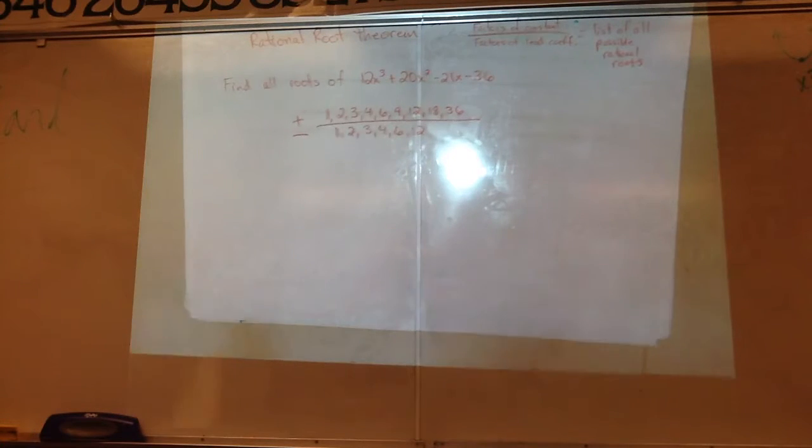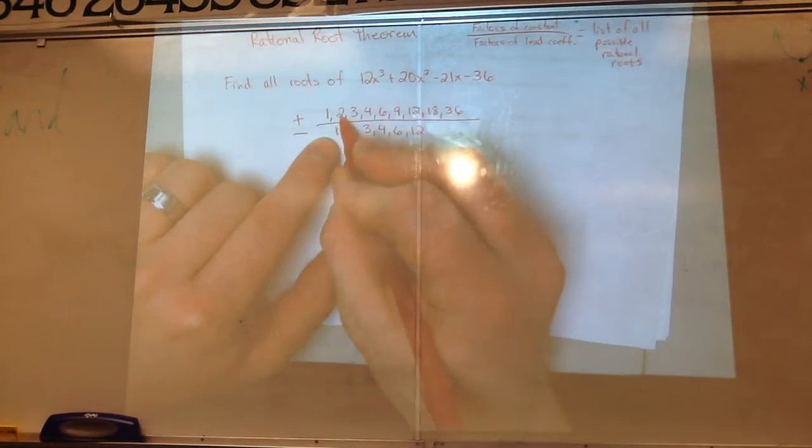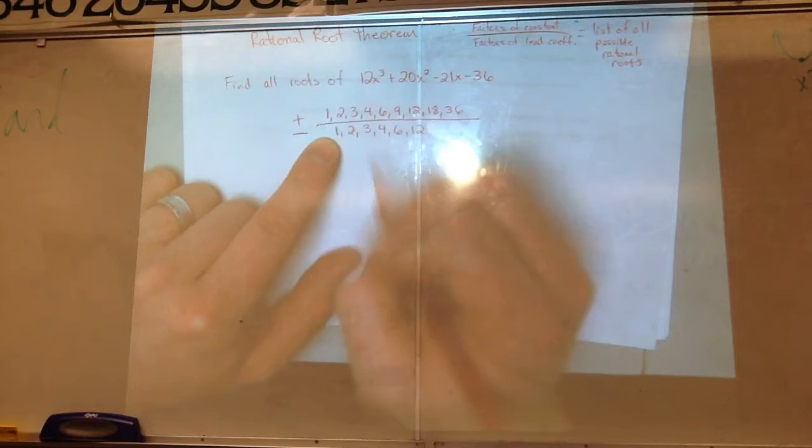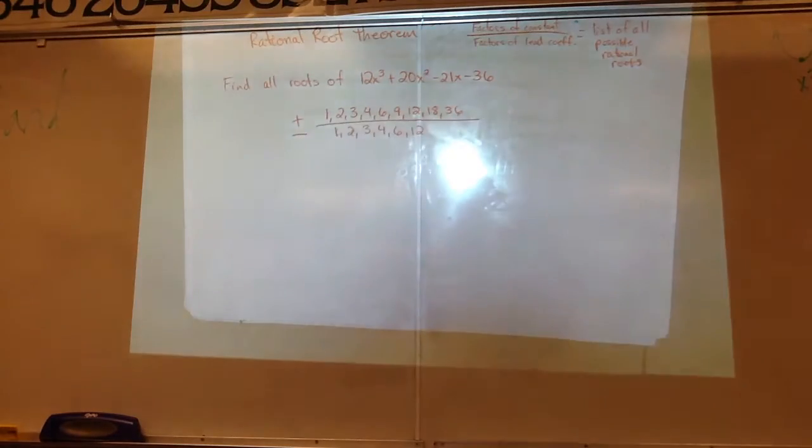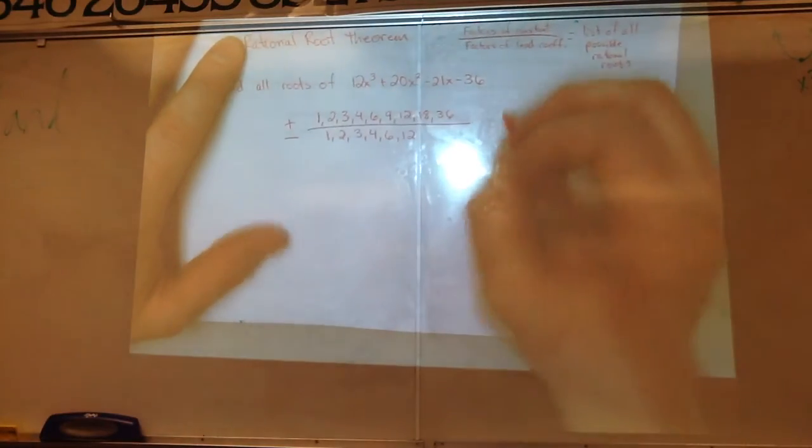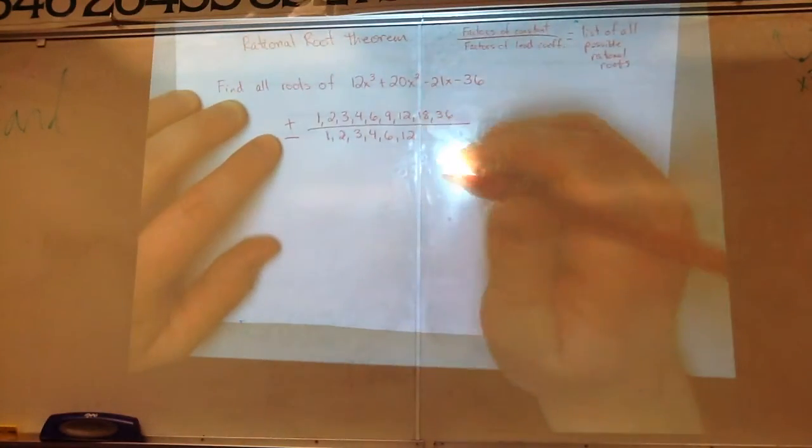But some of them repeat. Like 2 divided by 1 is the same as 4 divided by 2. So that narrows the list slightly. Here's one of the shortcuts to narrow it down. This doesn't narrow it down much.